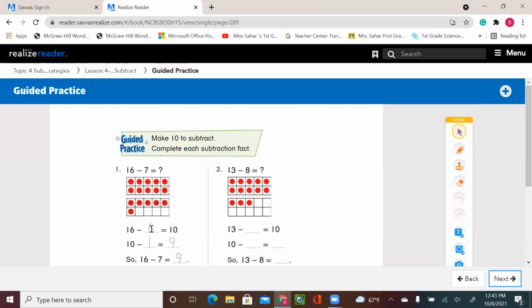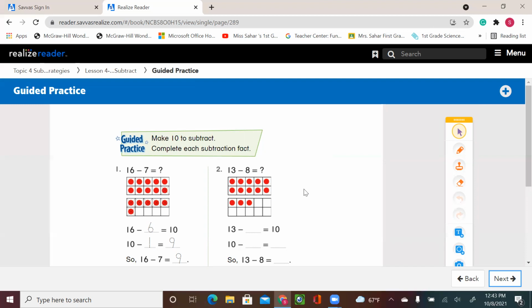How many more do I need to take? Total 7. I only took away 6. So I need 1 more because 1 plus 6 equals 7. So I'm going to say 10 take away 1 more, cross the 1, so that gives me 9. So 16 take away 7 equals 9.